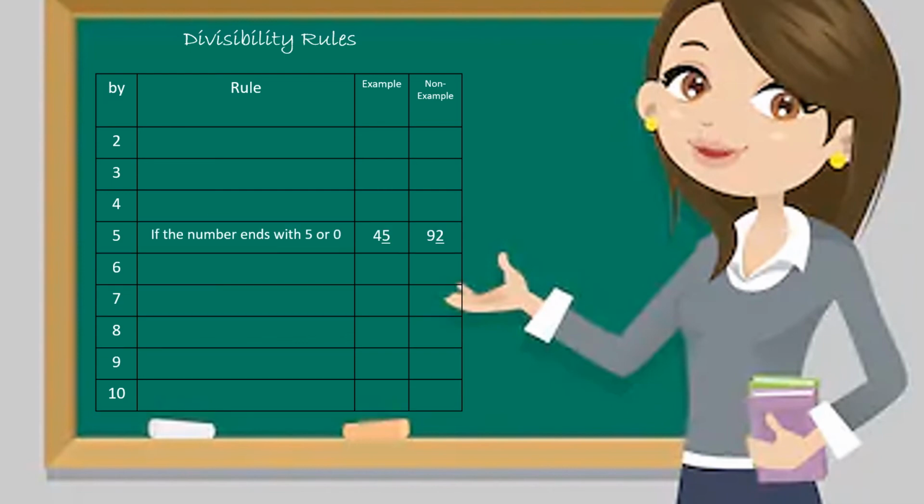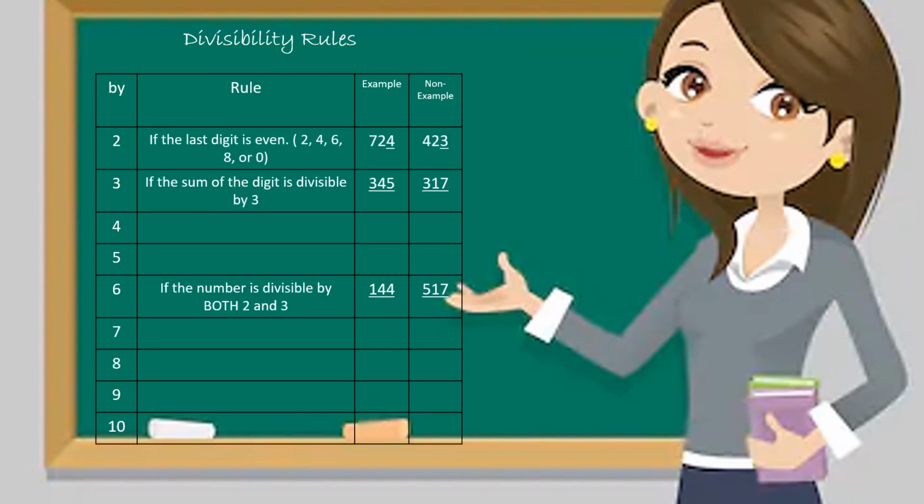Okay, malalaman natin na isang number is divisible by 5 kung yung last digit niya is either 5 or 0. So, like si 45, divisible by 5 yung dulo niya kasi nga 5 na mismo. So, ibig sabihin divisible by 5 yung 45. Unlike si 92, yung last digit niya is 2. So, hindi divisible by 5 ang 2. So, 92 is not divisible by 5.